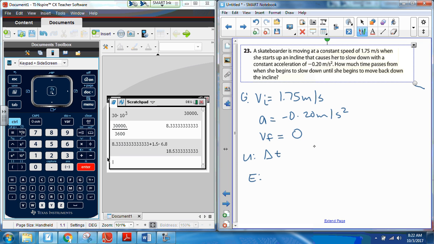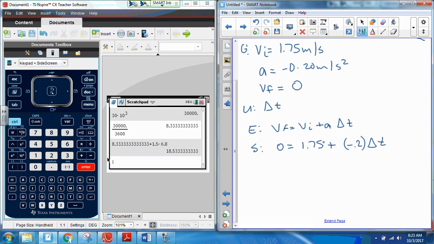We have V initial, A, and V final, and we're looking for delta t. Equation 1 will work. So V final equals V initial plus A delta t. We go to solve. We have V final is 0 equals V initial is 1.75 plus A is a negative 0.2 times delta t.